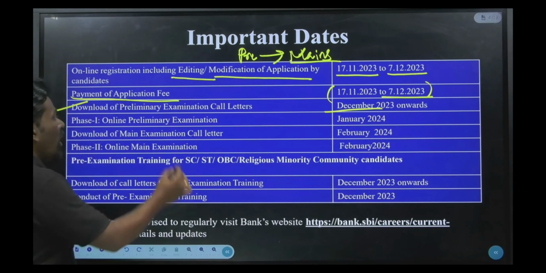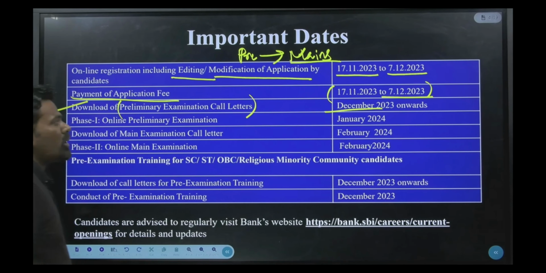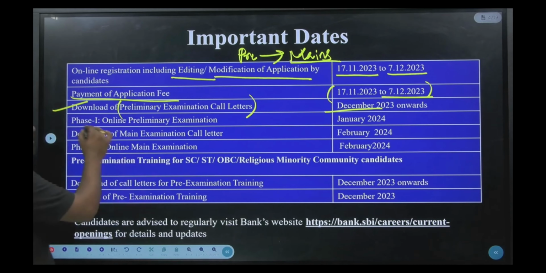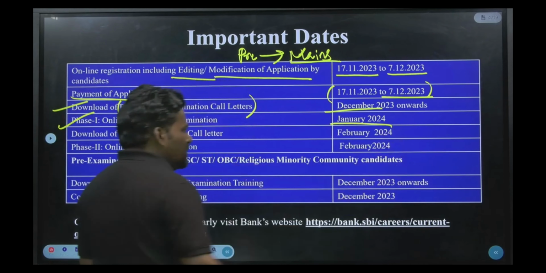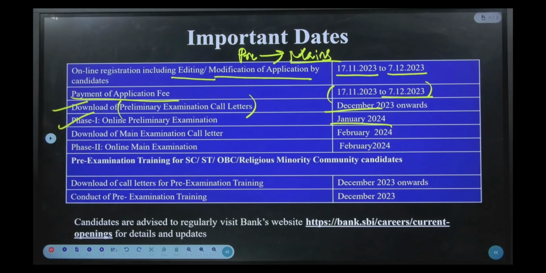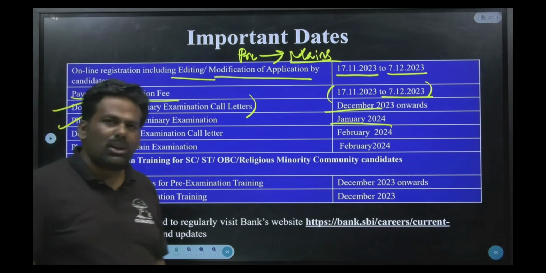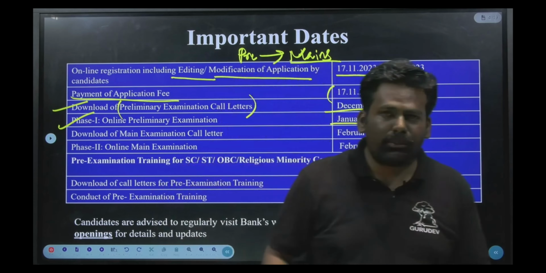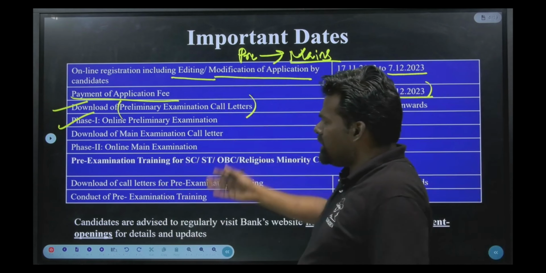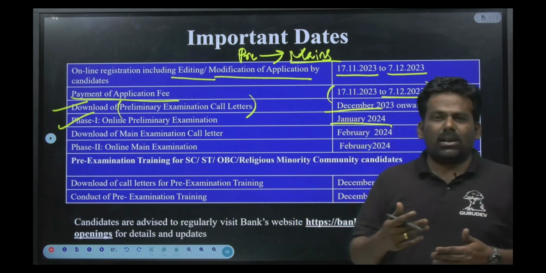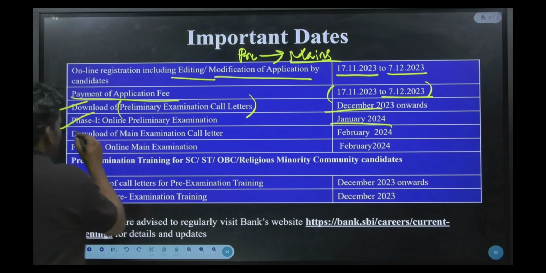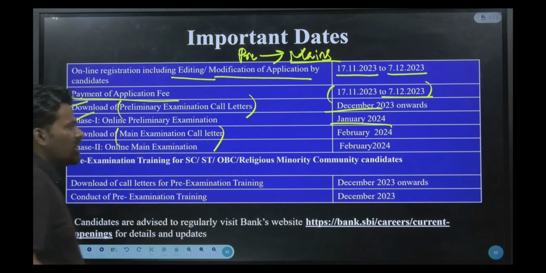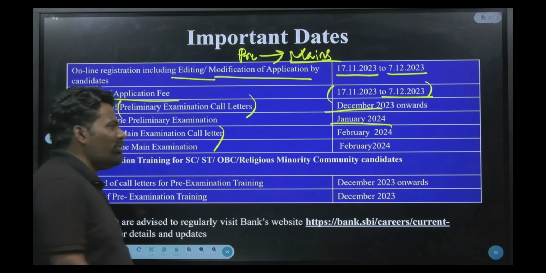Once you apply, then in the month of December, SBI will release the hall ticket or call letter for preliminary examination. The phase 1 preliminary examination is an online objective test, which will be held in the month of January. Those people who have qualified in preliminary examination will be able to write the mains examination. Once the preliminary examination is over, the result will be announced, and immediately those who have qualified will be able to download the call letter for mains examination, that is in the month of February.